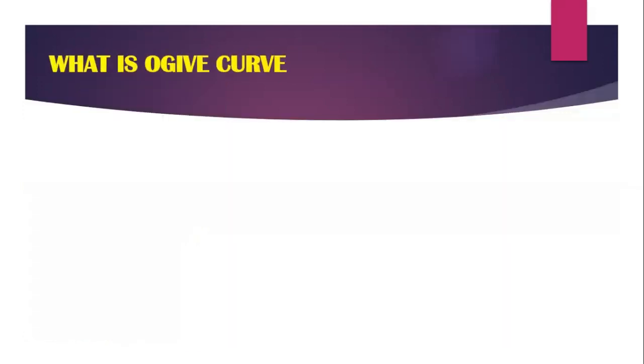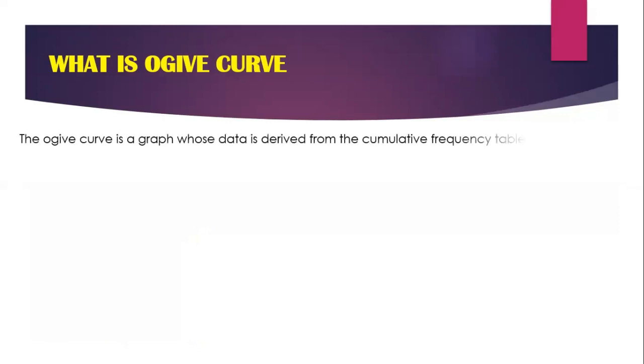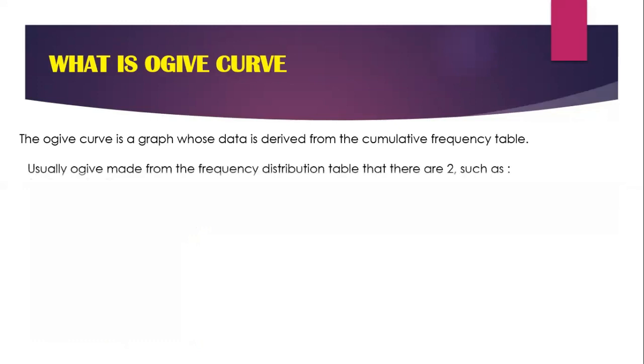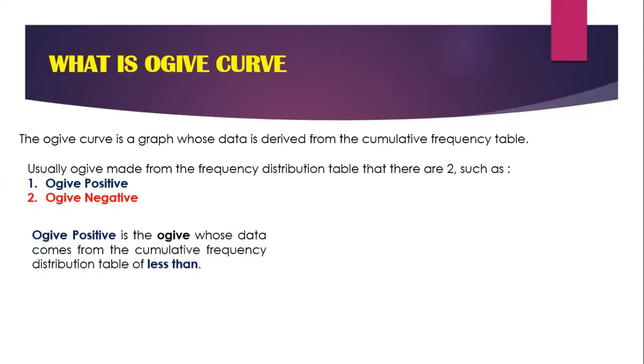So what is Ogive curve? The Ogive curve is a graph whose data is derived from the cumulative frequency table. Usually, Ogive is made from the frequency distribution table, and there are two types: Ogive positive and Ogive negative. So what is Ogive positive and Ogive negative?